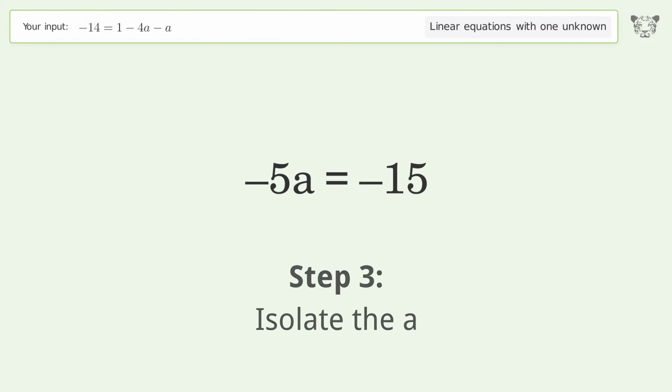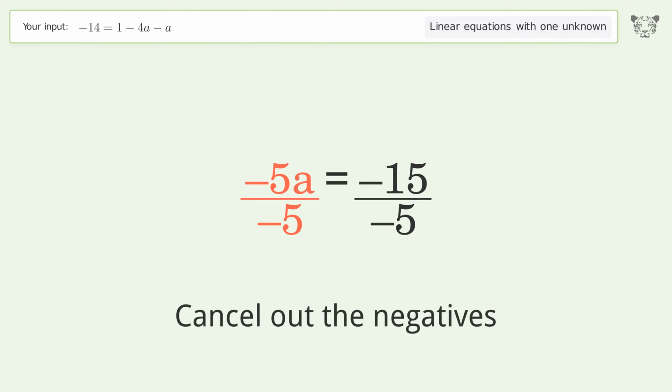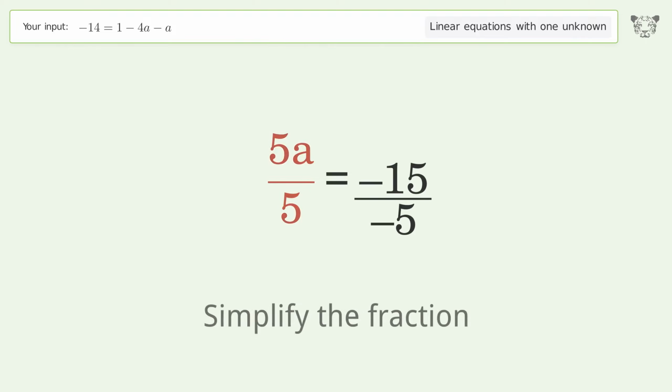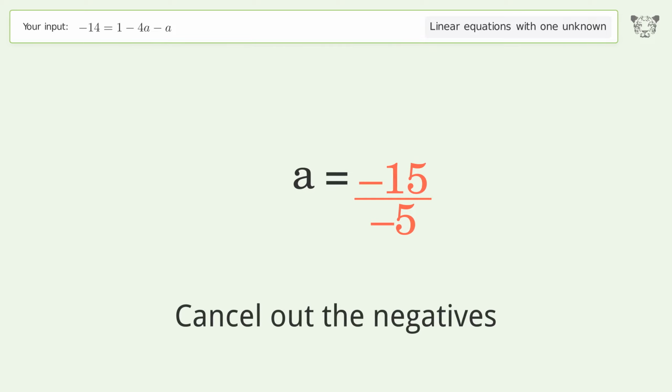Isolate the a. Divide both sides by -5. Cancel out the negatives. Simplify the fraction. Cancel out the negatives.